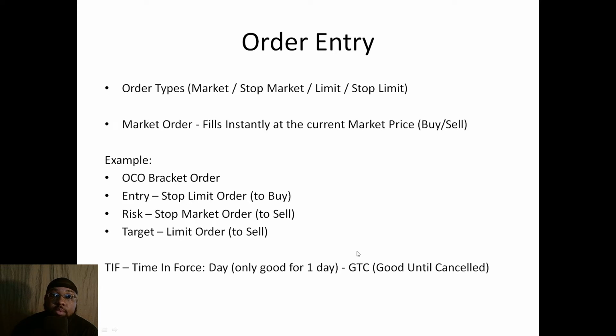But if you're swing trading, you want to use the GTC time in force, which is good till cancel. That way you don't have to keep checking on it. The order stays in there for days and weeks at a time until you actually cancel it. And you can also change these orders as well. You can adjust them and things like that.